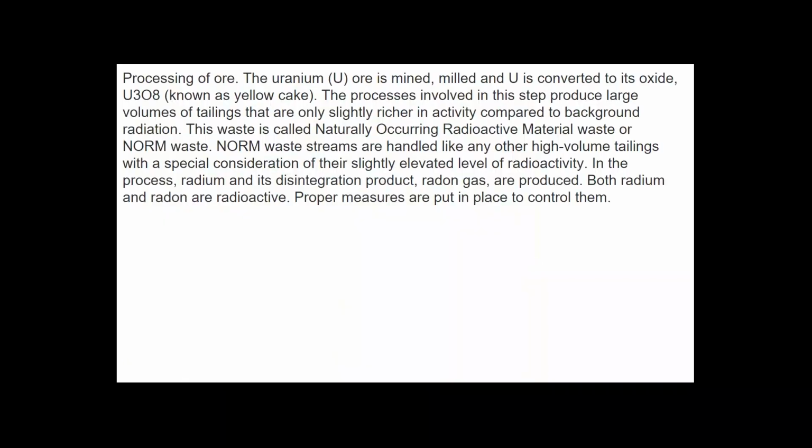So, first of all, we have to process the ore. And uranium ore is mined, milled, and converted to its oxide, which is U3O8. And we call this yellow cake. And the process involved in this step produces large volumes of tailings that are only slightly richer in activity compared to the background radiation. The waste is called naturally occurring radioactive material waste, or NORM waste.